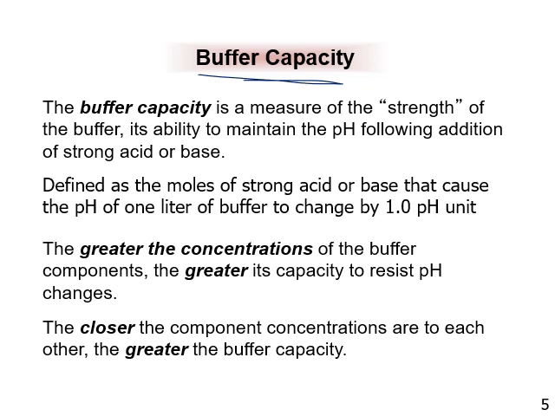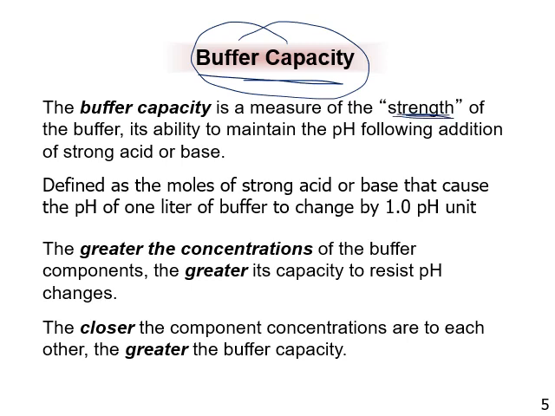So if you add a lot of acid or a lot of base, how long can it keep on resisting the change in pH? There is a point when you keep on adding a lot of acid or a lot of base, it will not be able to resist the change in pH. It will start changing the pH after that. But that range where the buffer can resist the change in pH is called the buffer capacity, and that depends on the strength of the buffer.